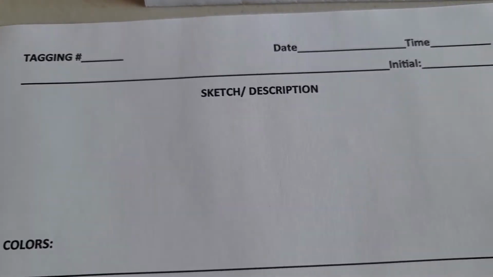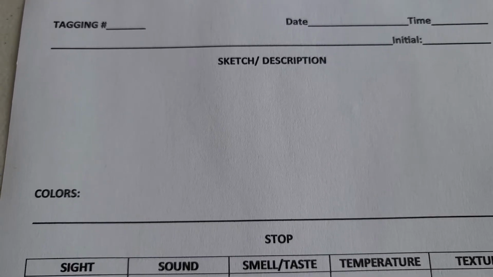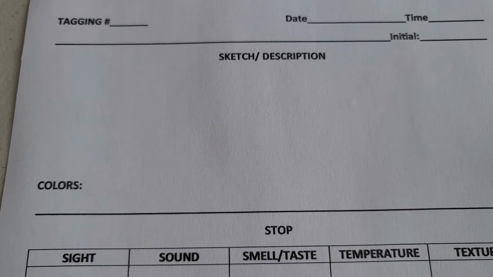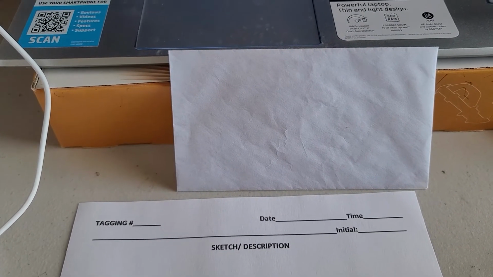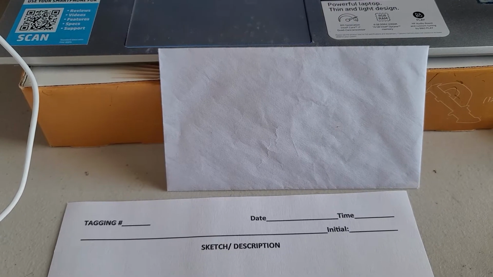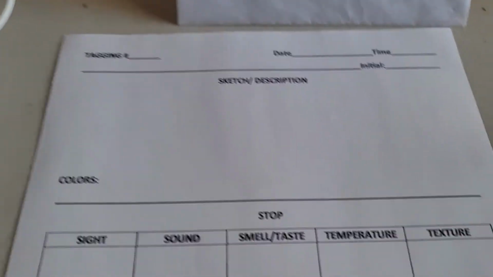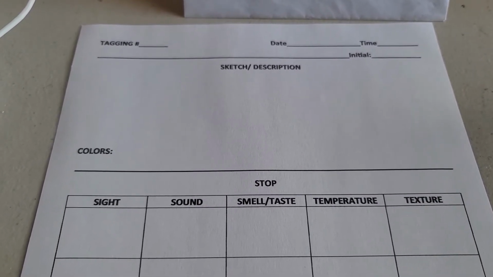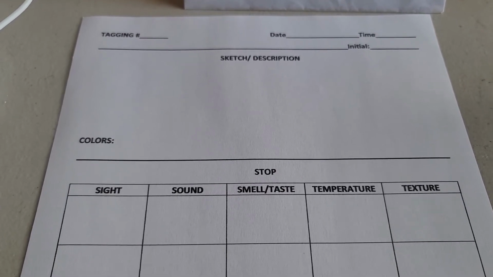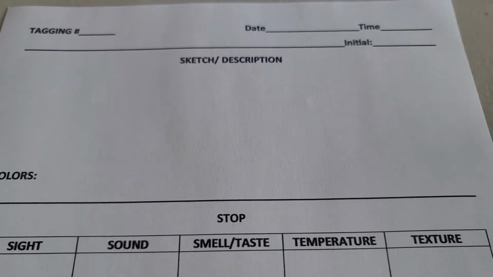There's a place where you can put the tagging number, and today's exercise will be tag number one. The date today will be the 12th of September, and the time will be about 10 something. The rest of the top line, I can add whatever I want. Since I'm going to be using a random picture or photo in this envelope, I'm just going to put down random photo in envelope. Okay, then my initial, and the sketch and description area, that box right here.